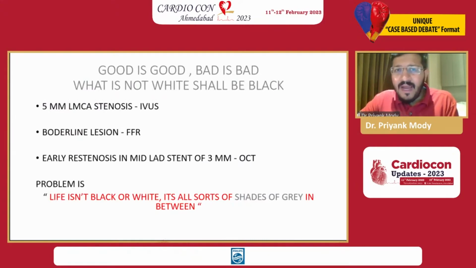Good is good, bad is bad. What is not white shall be black. It's a quote I just wrote an hour before. So 5 millimeter LMCS stenosis, we all know IVUS is the choice. A borderline lesion, FFR is the choice. Early restenosis in a mid LAD stent of 3 millimeter, OCT gives you maximum information to determine the mechanism of restenosis. The problem is life isn't black and white.